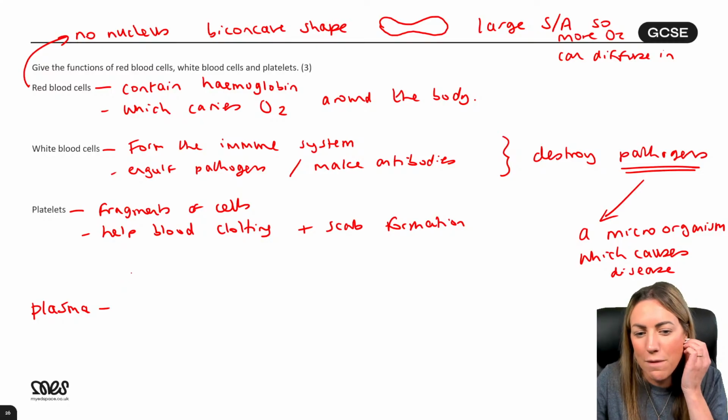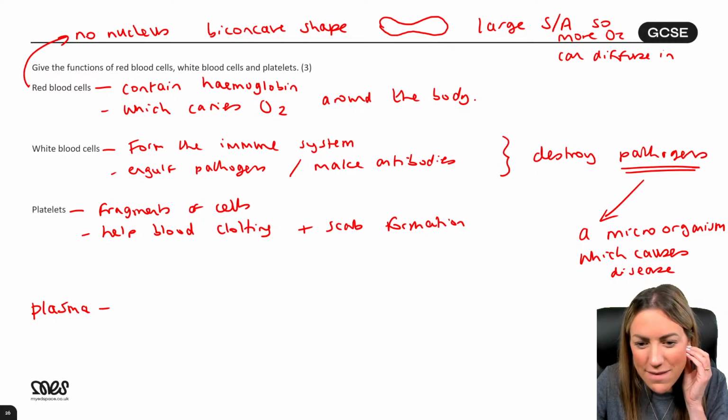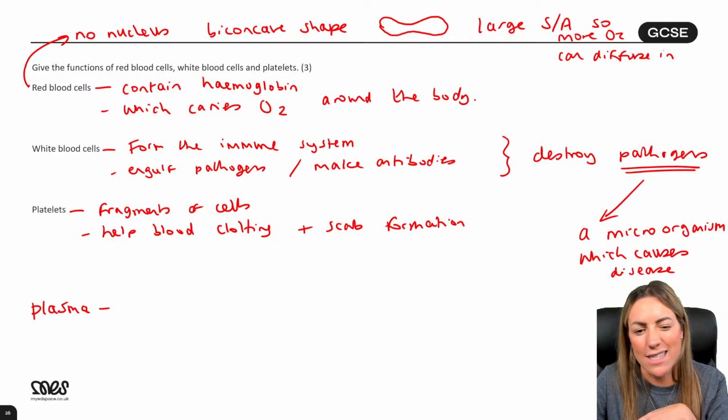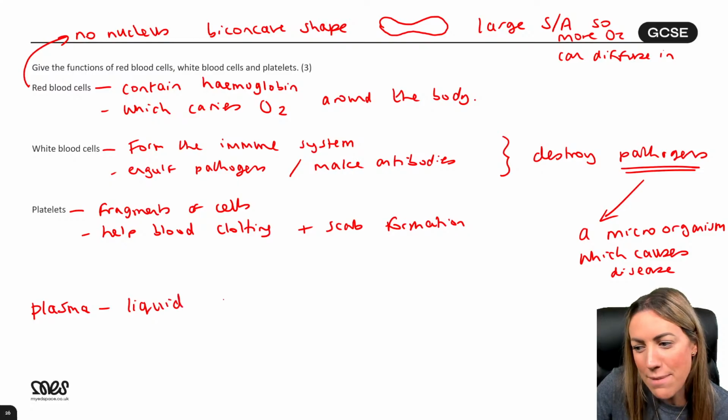You don't need to know about fibrinogen and fibrin for GCSE. That's just like A-level. Wow. Fragments of cells, just ignore that. You don't even need to know. Broken up cells. Plasma. Tell me what the plasma carries.